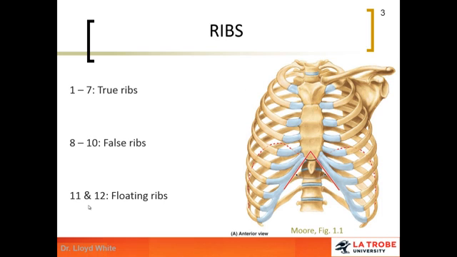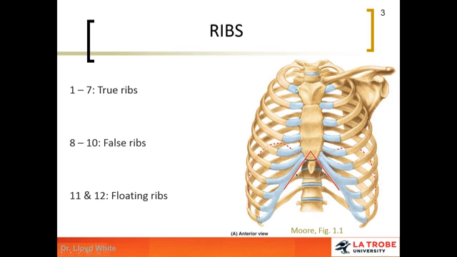Let's have a closer look at the ribs. There are 12 ribs in total, and the ribs move in order to allow us to breathe in or inspire, and breathe out or expire. And they can be grouped into three broad categories.